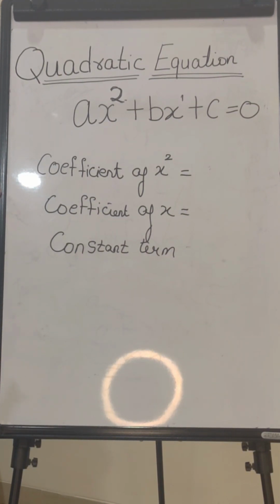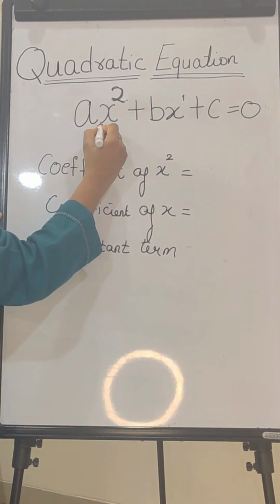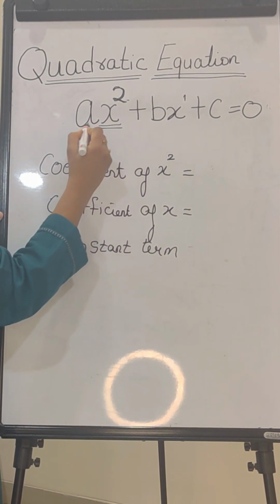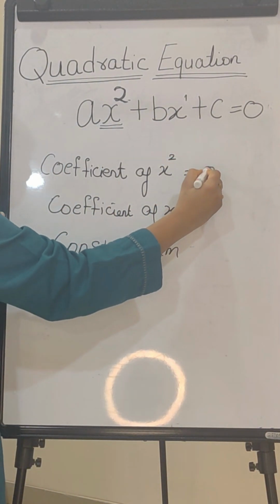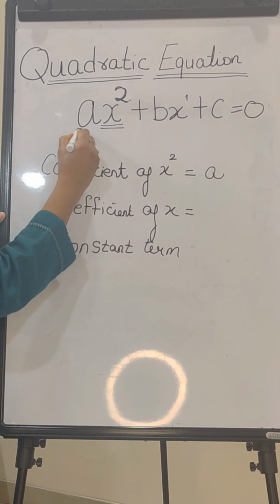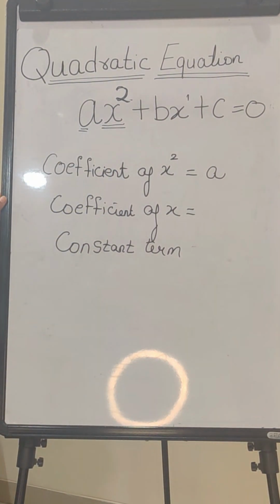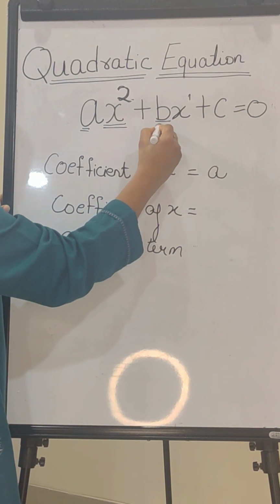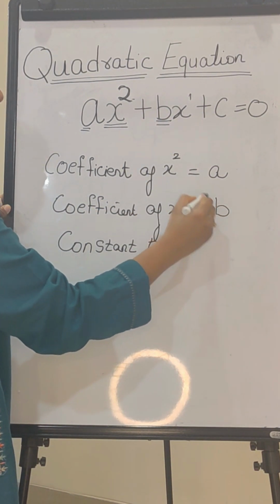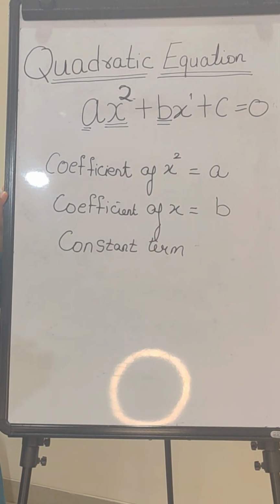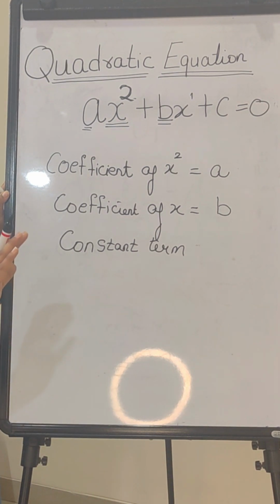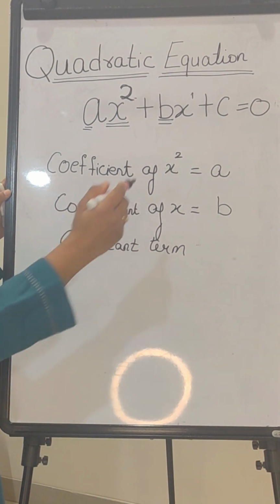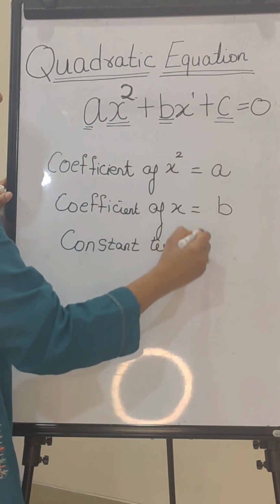In a quadratic equation, the coefficient of x square is a, that is just the number before x square. Then the coefficient of x is what? b. And the constant term is a term which is not having any x with it. So here the constant term is c.